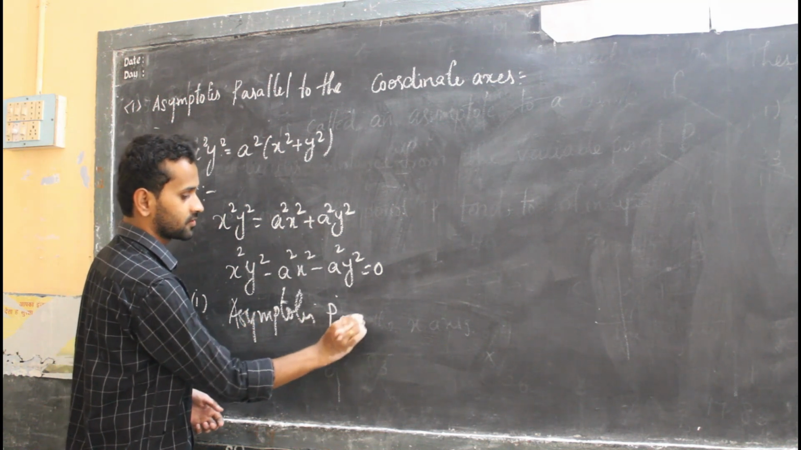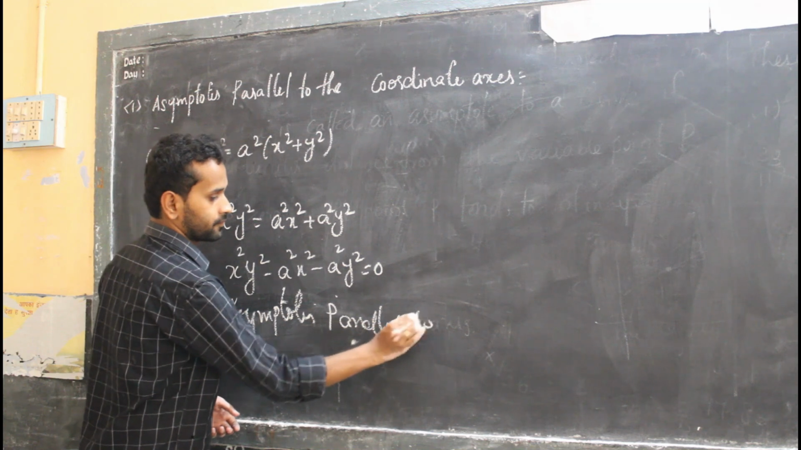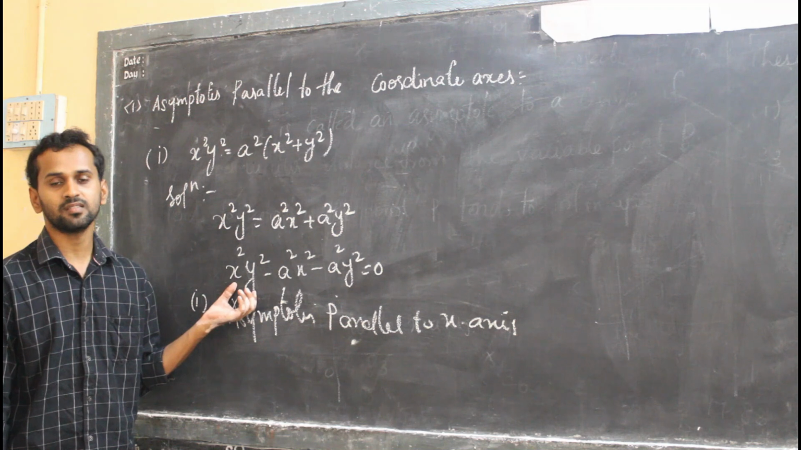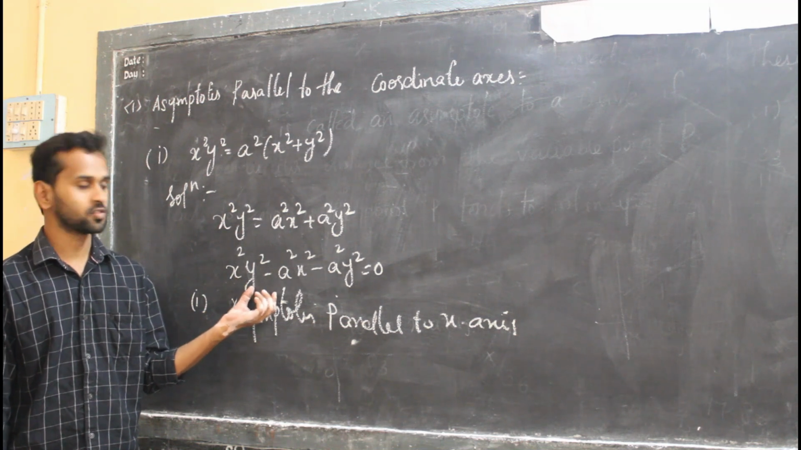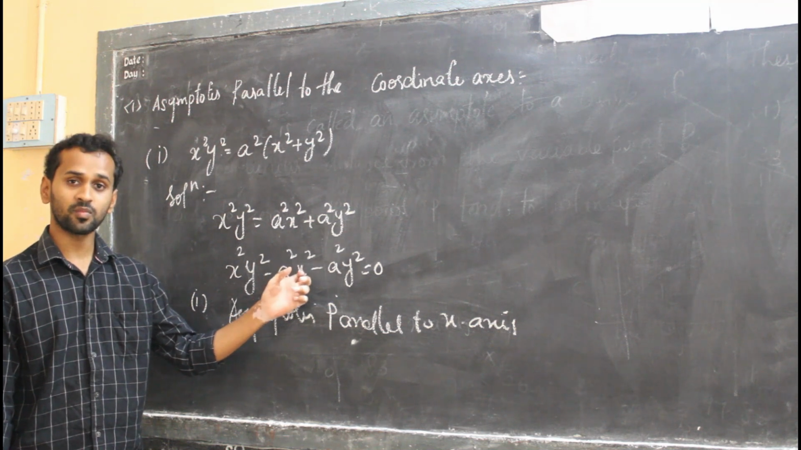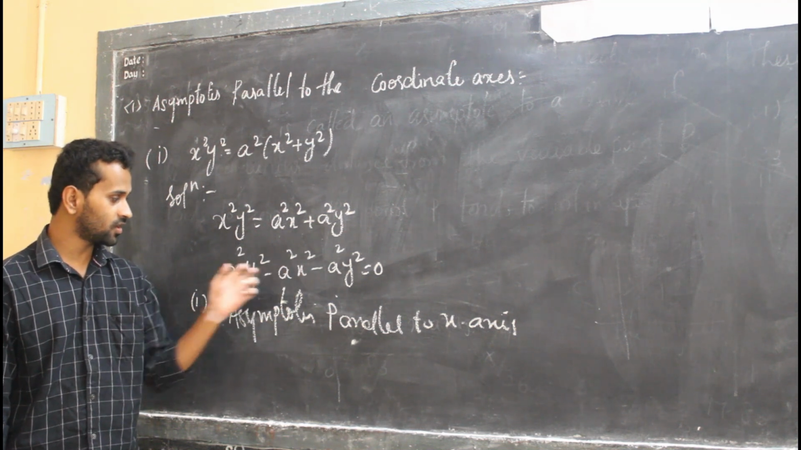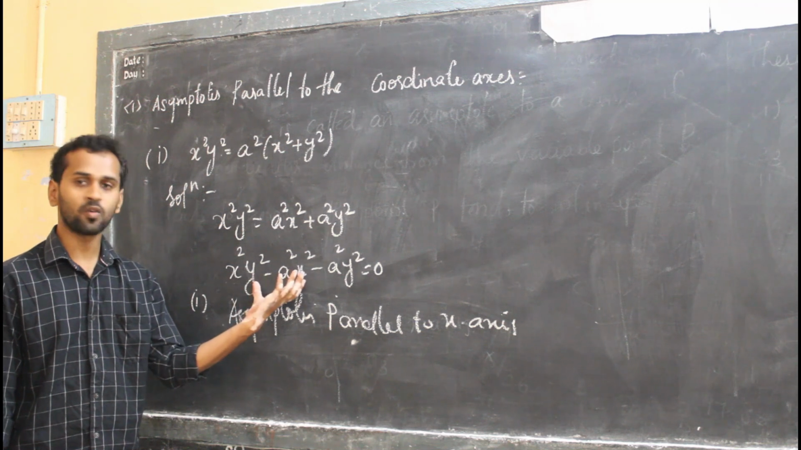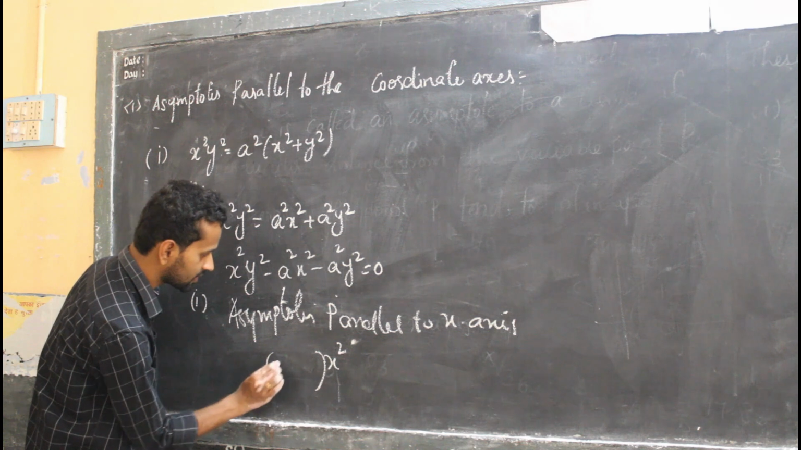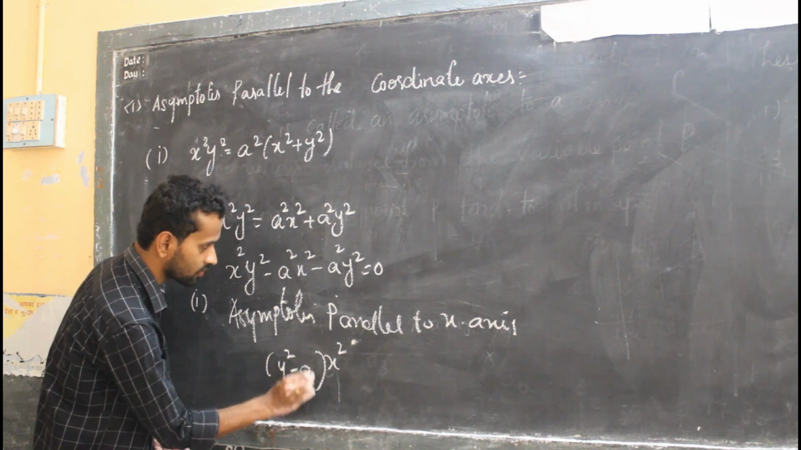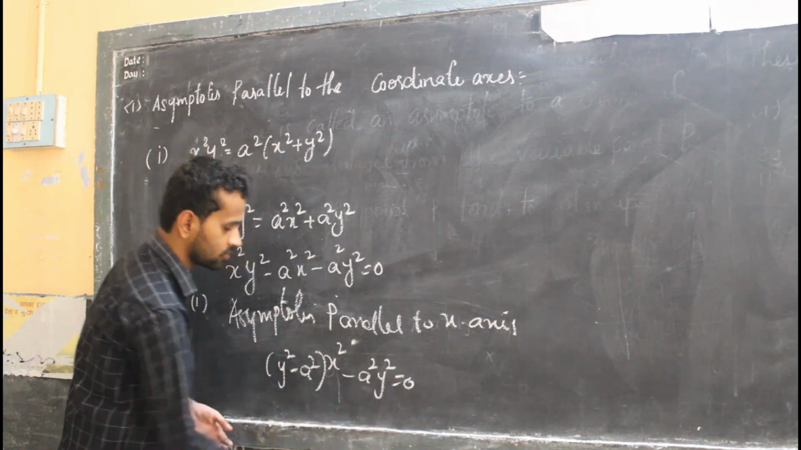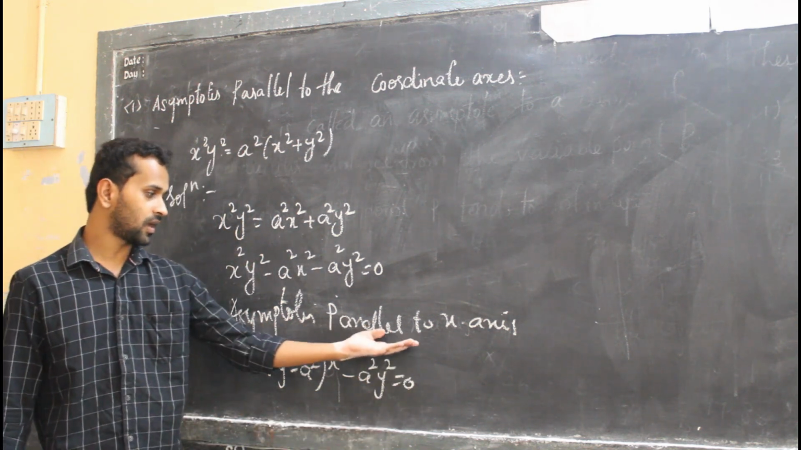Parallel to the x axis, we consider the coefficient of the highest term of x. First I need to find the highest term of x. What is the highest term of x? X square. So take x square common, and I get x square into y square minus a square, minus a square y square equal to 0. So first I am going to find the asymptotes parallel to the x axis.